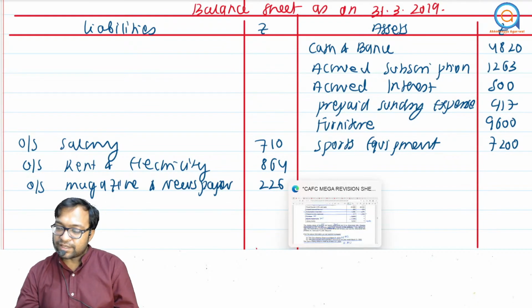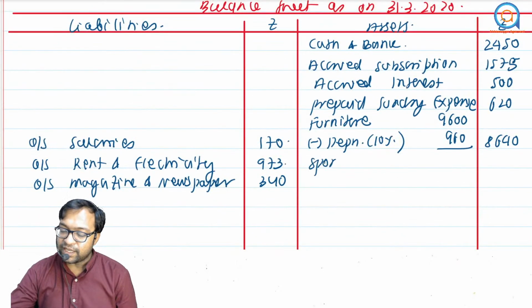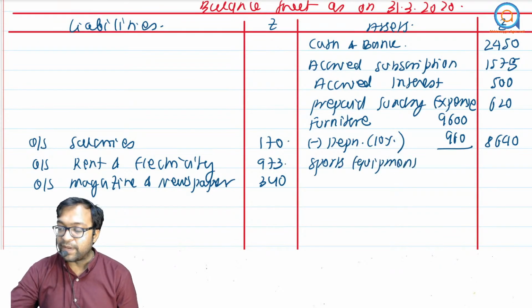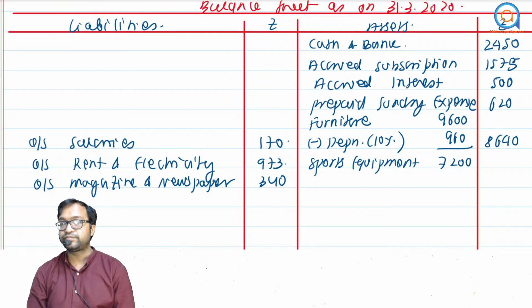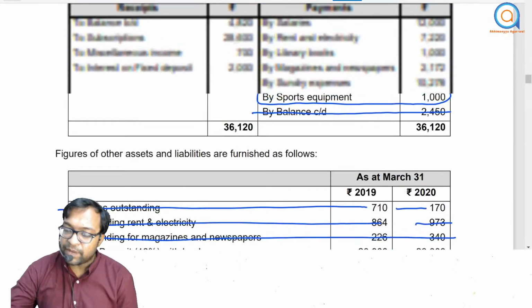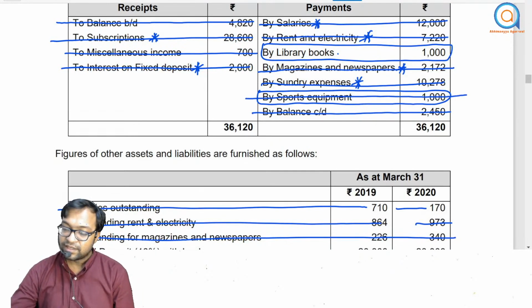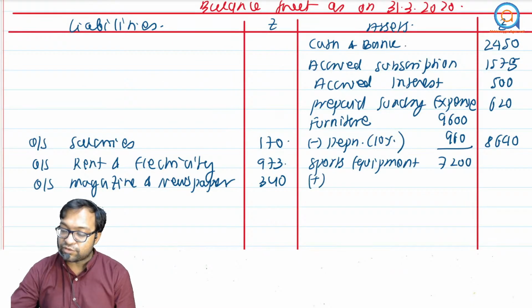Now go to the closing balance sheet and write sports equipment. Opening balance is 7200. Now don't forget, in receipts and payments I have seen that the addition to sports equipment is 1000 during the year. So in the closing balance sheet you have to show that there is an addition of 1000 during the year.